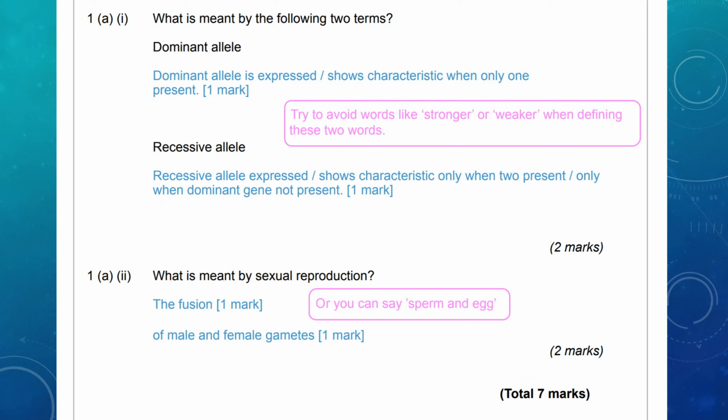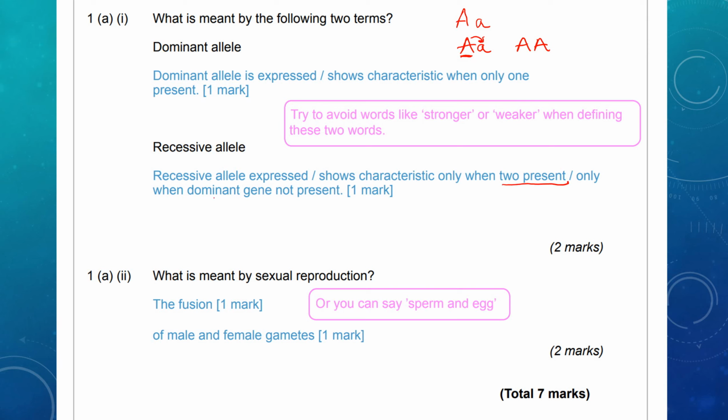For the second part, our definitions. The pink boxes give us some advice, so these are really useful when you're coming to revise for this topic. A dominant allele is expressed or shows its characteristics when only 1 copy is present. So in other words, if I use the letter A, the dominant is always shown as a capital and the recessive is shown as a lowercase. So if this is saying a dominant allele is expressed when only 1 is present, we can have what we call heterozygous dominant, or we can have homozygous dominant. But you only actually need 1 copy, because this dominant allele always overpowers and masks the effect of the recessive allele. The recessive allele then, its definition, will be expressed only when there are 2 copies present, okay?